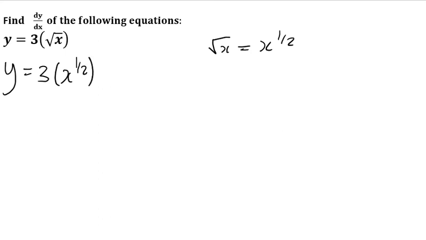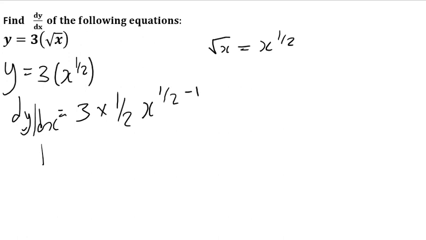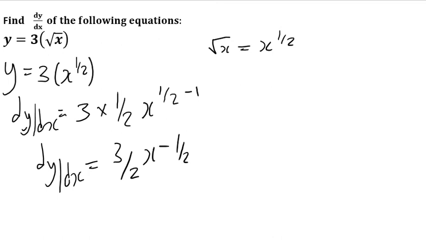Okay, so then you can find your dy over dx. You know that your n is 1 over 2. So you're going to say 3 multiplied by 1 over 2, which is your n, then multiply by x to the power of 1 over 2 minus 1. So your dy over dx will be 3 over 2 x, then 1 over 2 minus 1, and you're going to get a negative half. So therefore this is your final answer.